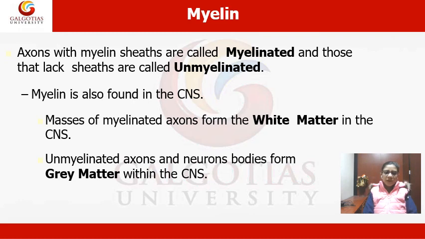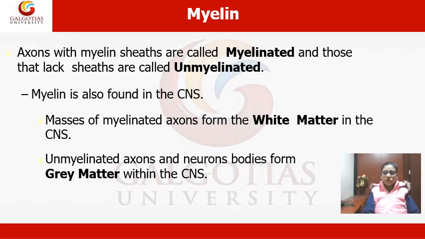Next is myelin. Axons with a myelin sheath are called myelinated, meaning myelin in the sense of covering. So axons which are covered with the myelin sheath are known as myelinated, and those without the sheath are called unmyelinated. The axons which are not covered, which do not have myelination, are known as unmyelinated. Myelin is also found in the CNS, but with a different cell. As I told you, myelination in the central nervous system is done by the oligodendrocytes, but in the peripheral nervous system it is done by the Schwann cell.